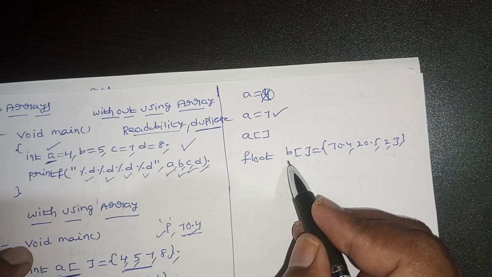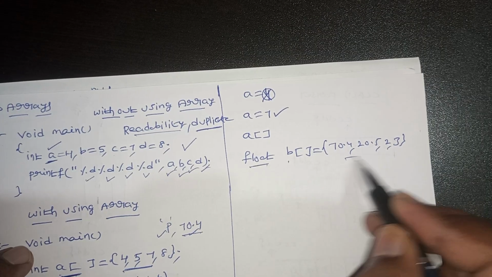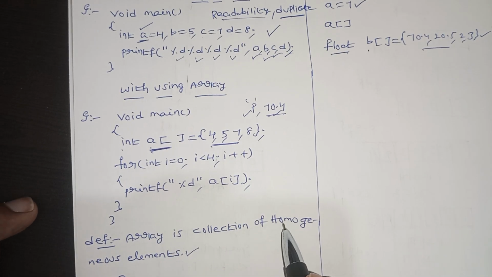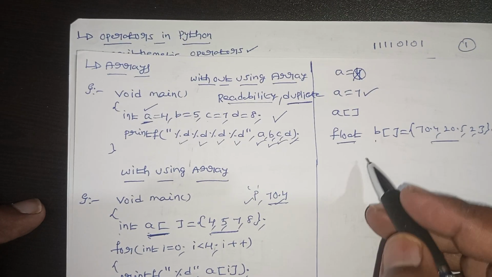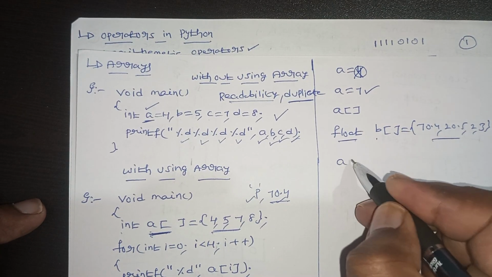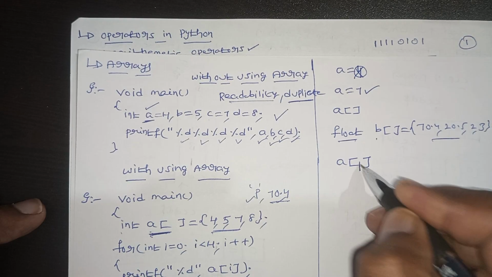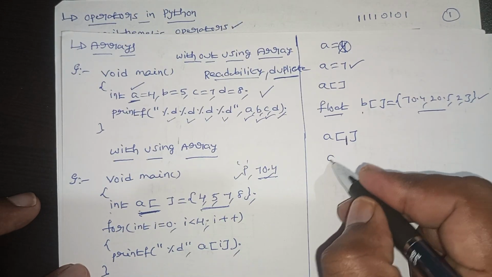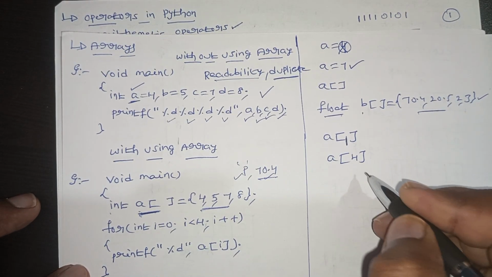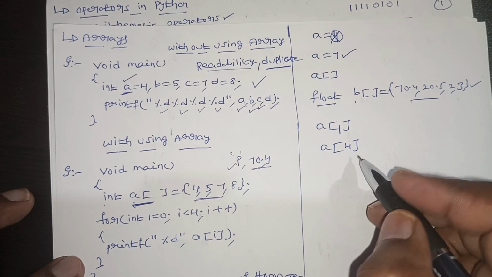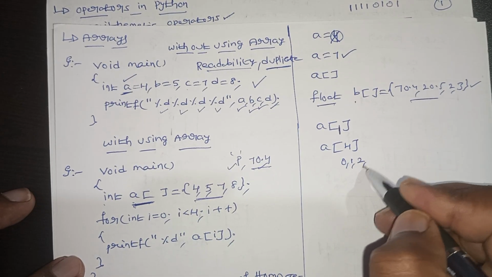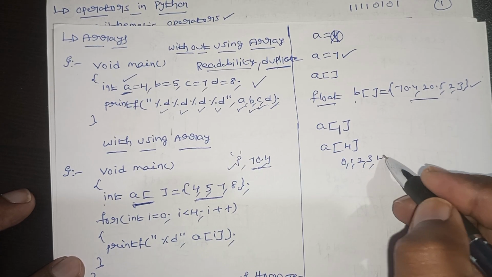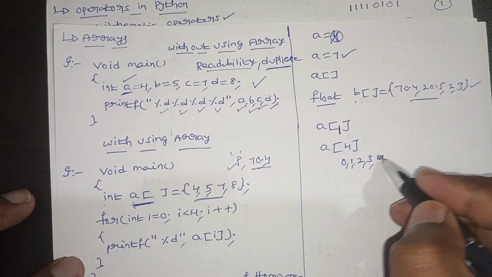So b is an array variable having float values. This is valid. That is what homogeneous elements means. Now see here, this is called the size of the array. If I take a of 4, the size equals how much? It is 4. Sorry, what is the meaning of 4?